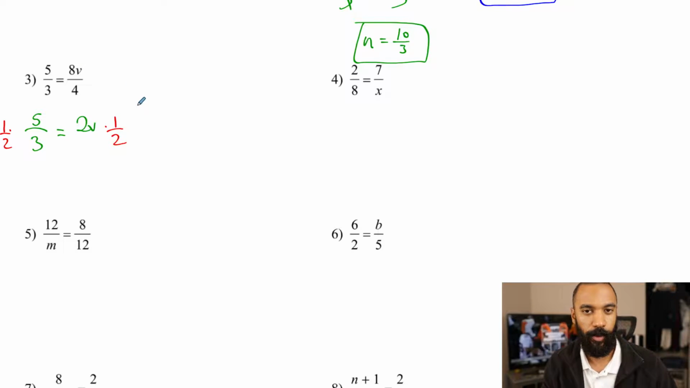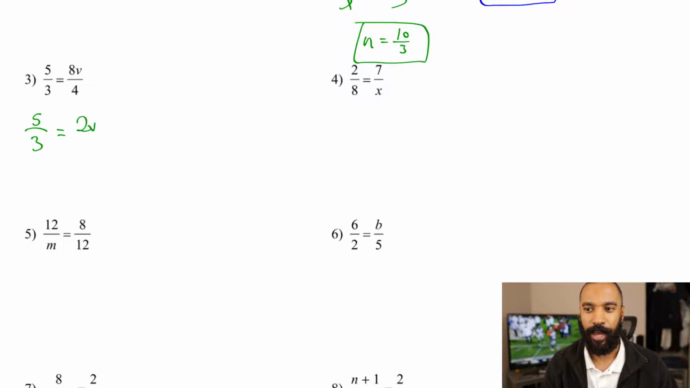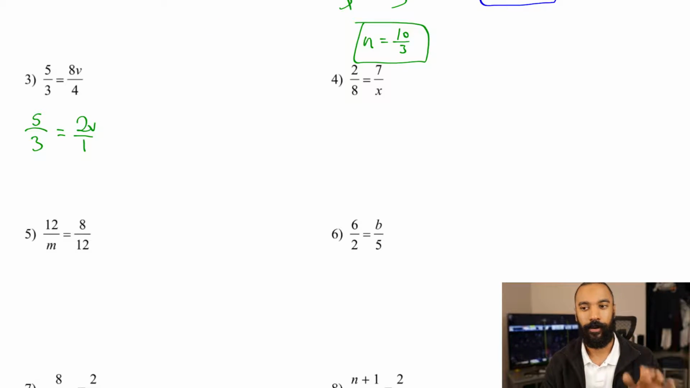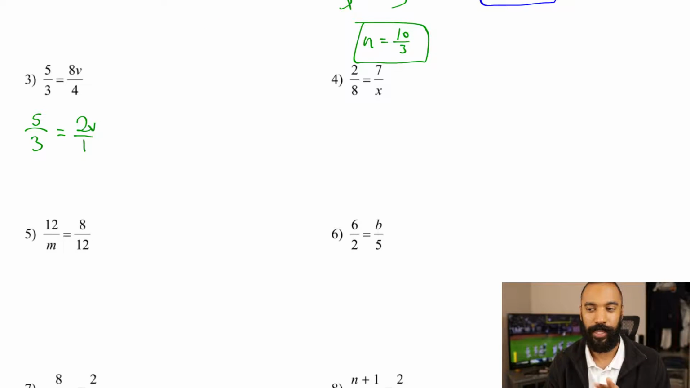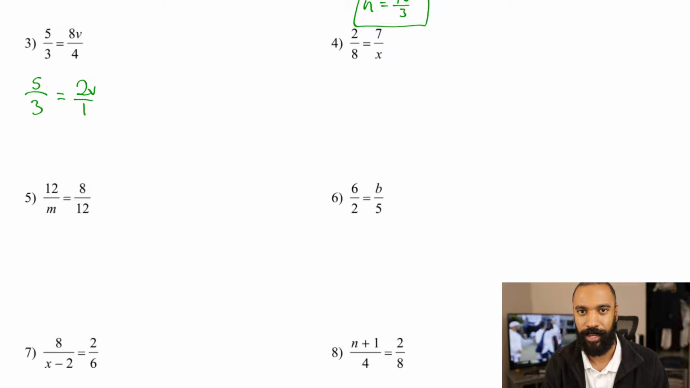But what most people would prefer to do, no matter what, is say, I'd rather write this as 2v over 1. That way I can cross multiply. See, it's one of those things that I encourage you to look at a problem any which way that you feel comfortable, but I don't want you to stick to one and just say, this is all I can do. You've got to know how each problem is evolved and see how many different ways you can do it. Regardless, you can do this, so let's cross multiply.